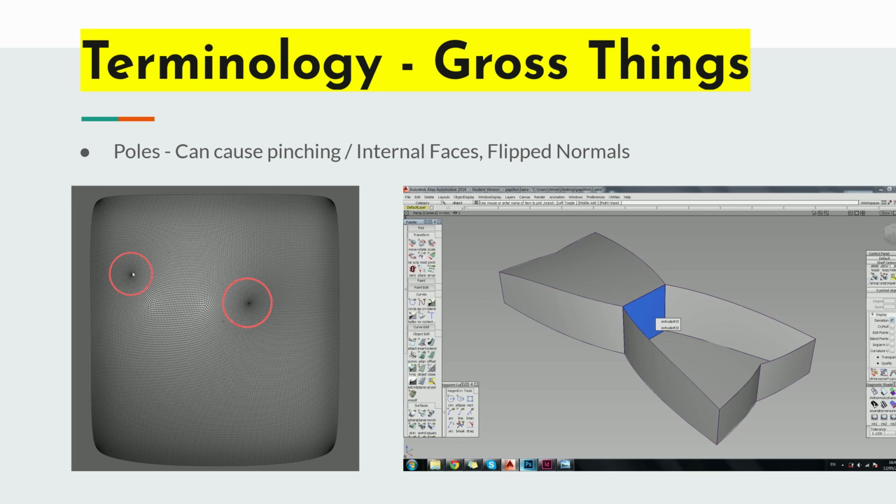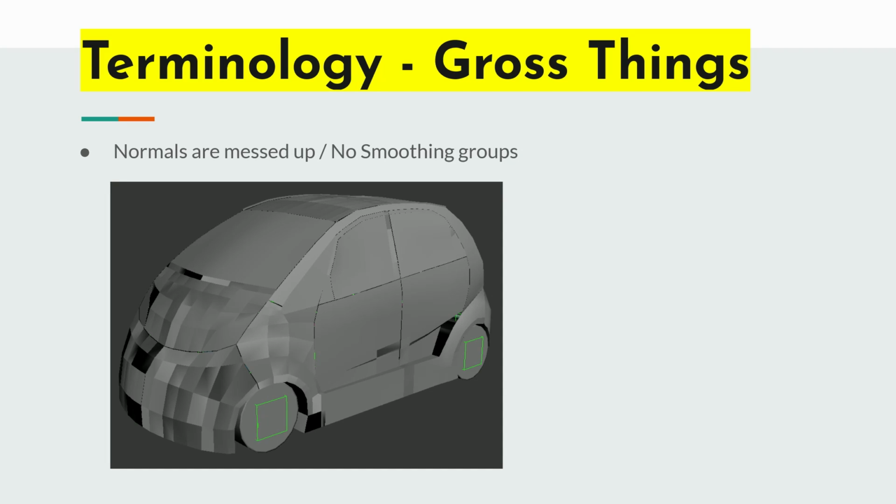Typically you don't want internal faces because you're never going to see them. The game engine or whatever engine you're using will have to calculate it inside the object, and it's just wasting resources and adding errors. So yeah, that's a good thing to know.